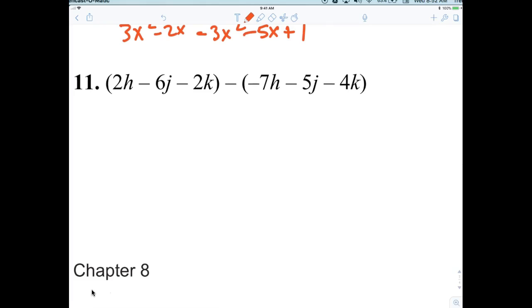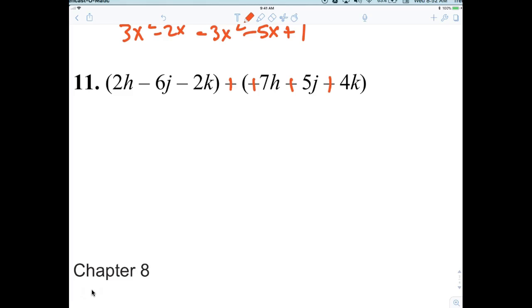Okay, so number 11. Make sure I don't make another mistake here. Plus, plus, plus, plus, all the way through. Negative 1j plus negative 1j. I was right. What order do I put the variables in? A, B, C, D, E, F, G, H, I, J, K. There we go, I put it in the other order.